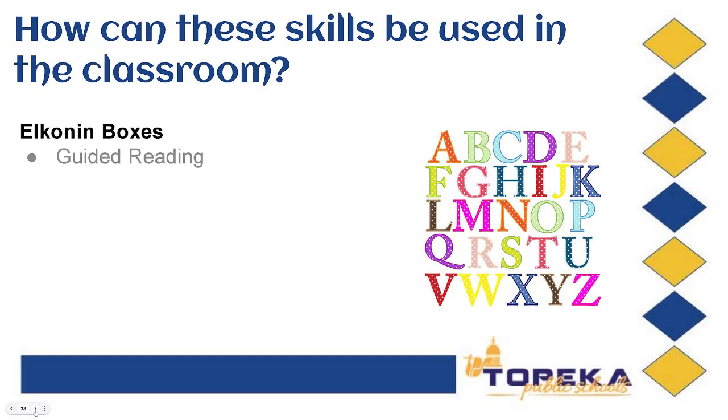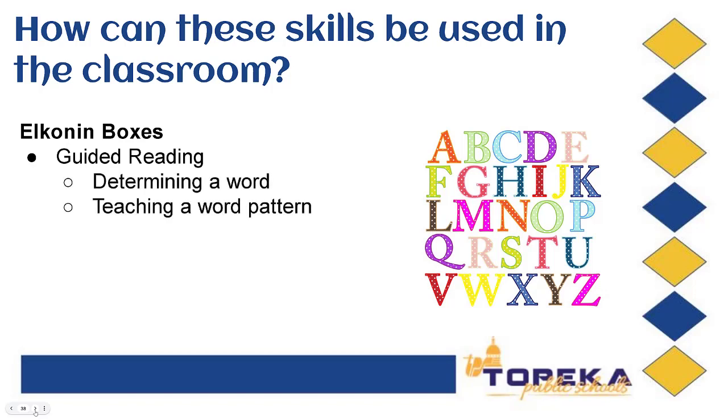If we look at Elkonin boxes, again, these could be used during guided reading. They can be used to determine a word. They can also be used to teach a word pattern. You could use the chips and color code them, for example, with prefixes, suffixes, and base words. Multisyllabic words. You saw me doing that earlier with multisyllabic words, meaning words with more than one syllable.